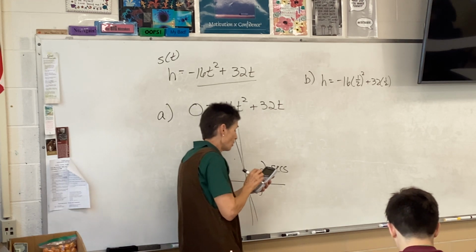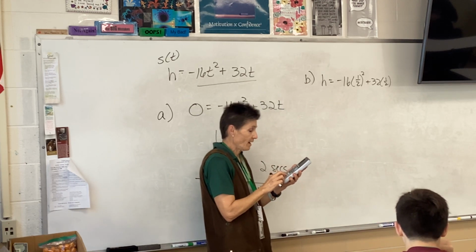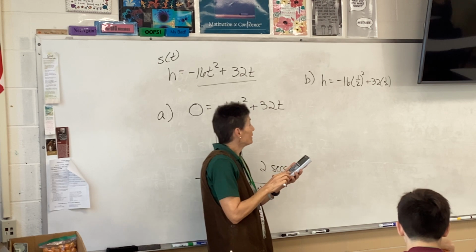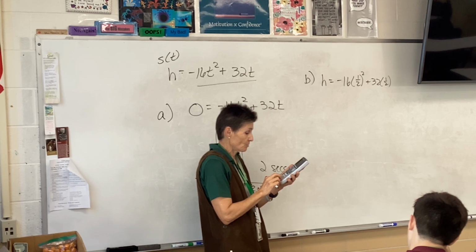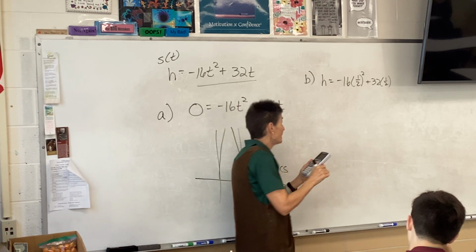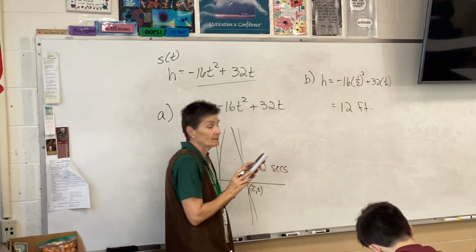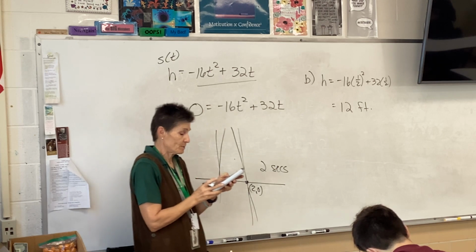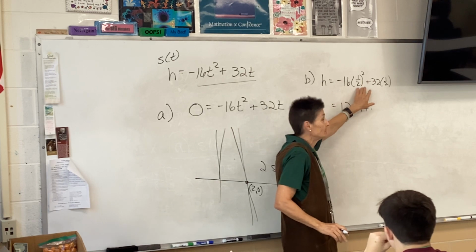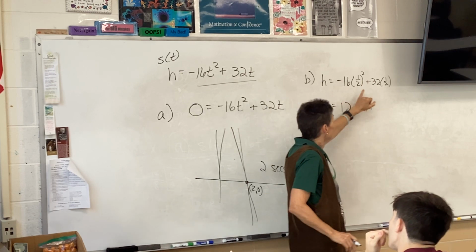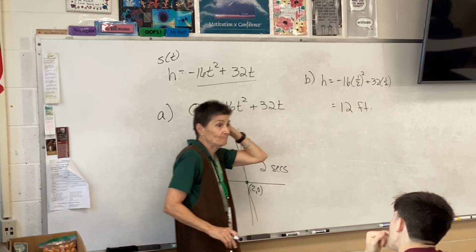If you're typing this in on your calculator, you're going to type 0.5 and square it, and then times -16. And then plus 32 times 0.5. You should get 12. So however you typed it in, if you got 12 feet, you got it right. If you got something different than 12, you did not type it in correctly. So you want to take 1/2 and square it, and multiply it by -16, and then add to that answer 32 times 1/2. 12 feet.